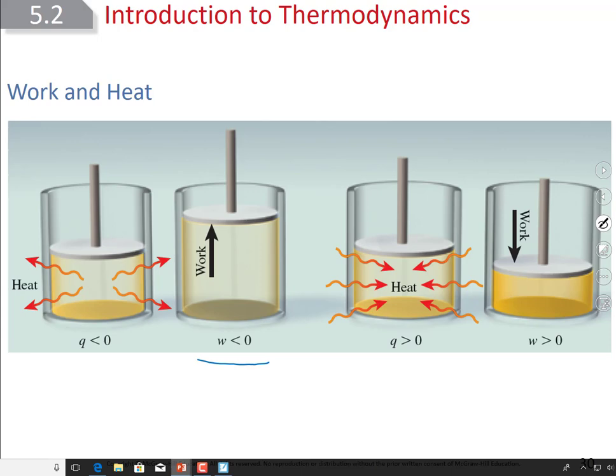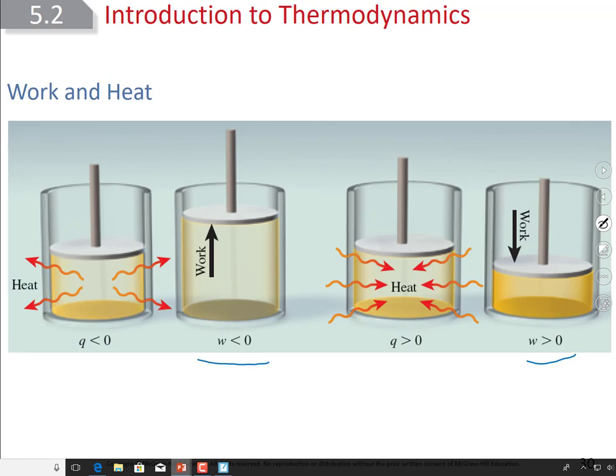Here, the second reaction now, this reaction causes the piston to move down. Now, what caused the piston to move down? Was it the reaction or something else? Atmospheric pressure or gravity pushed that piston down. Is that the system or the surroundings? Surroundings. So in this case, the work is being done by the surroundings on the system. It's pushing down on our system. So in that case, work would be what? Positive or negative? Positive.